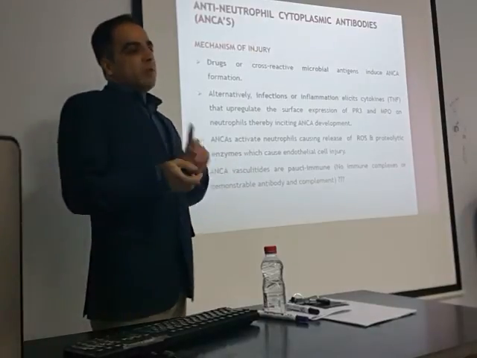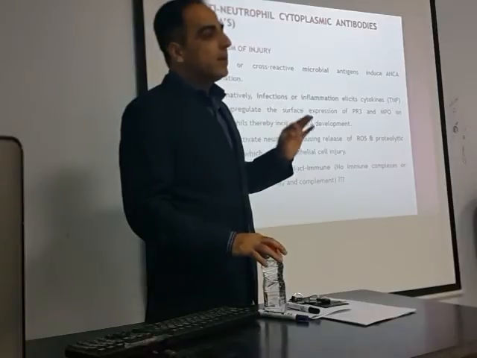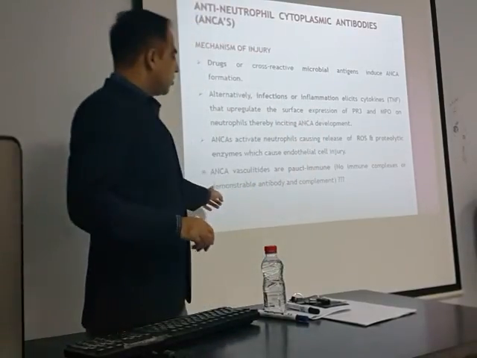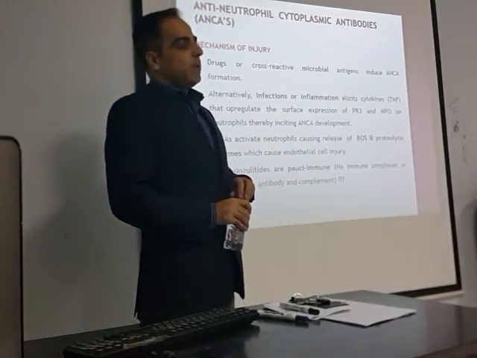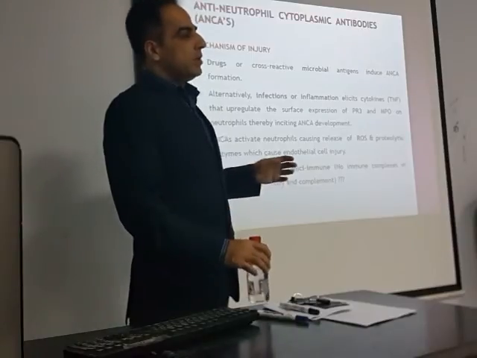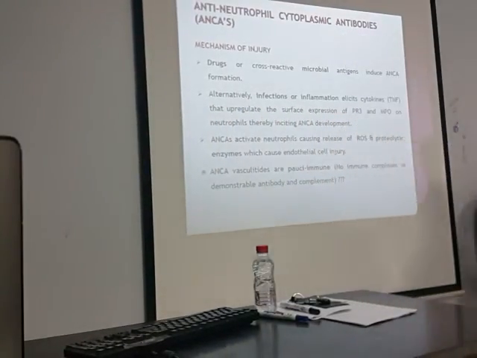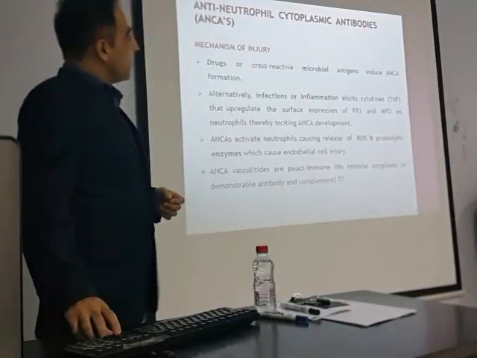But again the problem is there. Most of these vasculitides which are associated with ANCA are pauci-immune, meaning you will not find immune complexes or antibody or complement. Why? Because these granules are inside, and ANCAs are directed against the granules of the neutrophils. So you will not find much of these ANCA antibodies or immune complexes in the tissues.